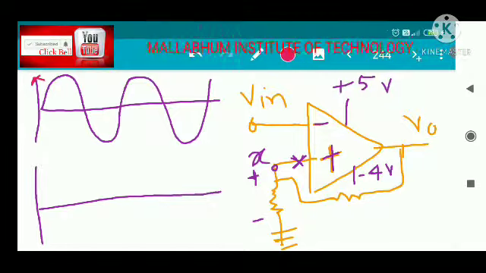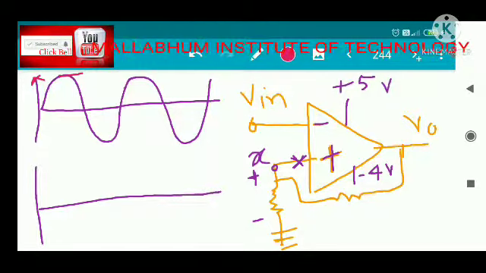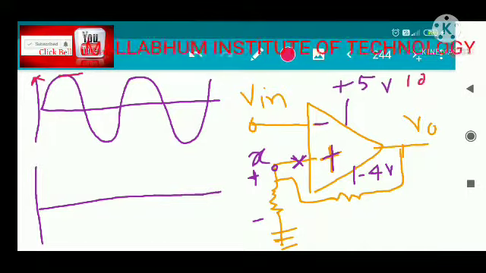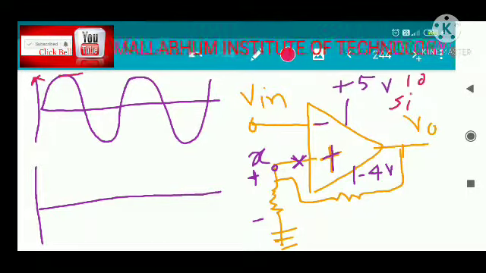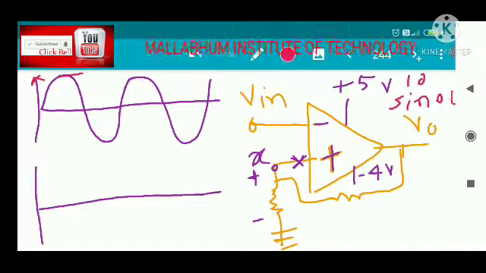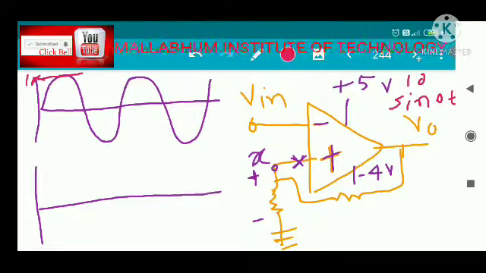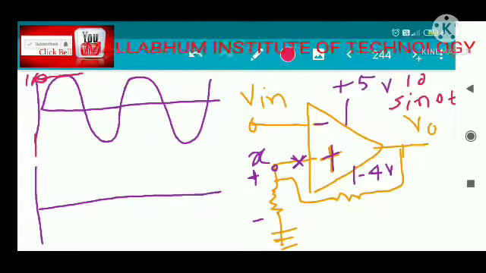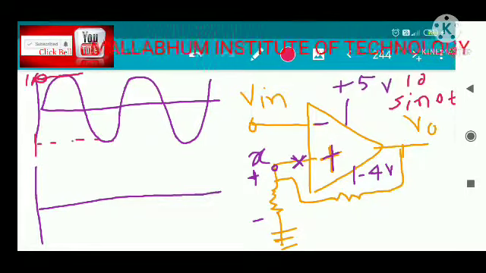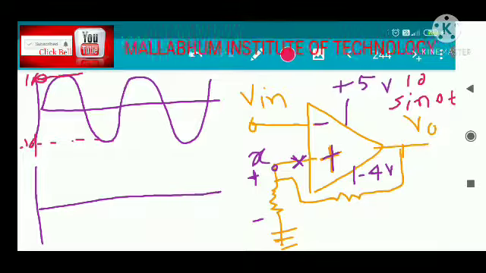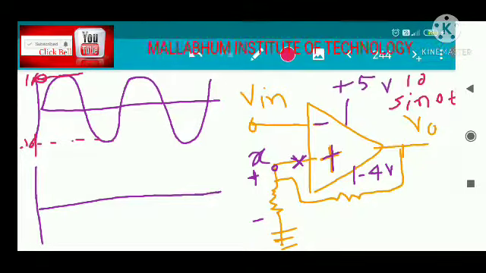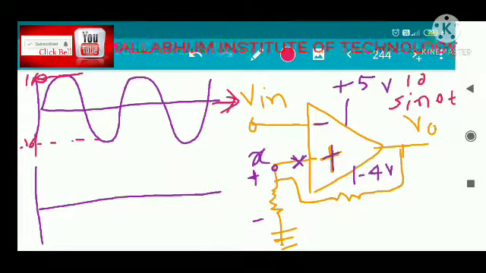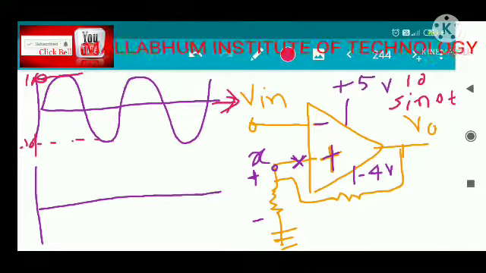So the input voltage is 10 sin omega t. Suppose the input voltage is 10 sin omega t. If this is 10 sin omega t, then this value is 10 and this value is minus 10. Okay, so these are the two values, and this is your time t.